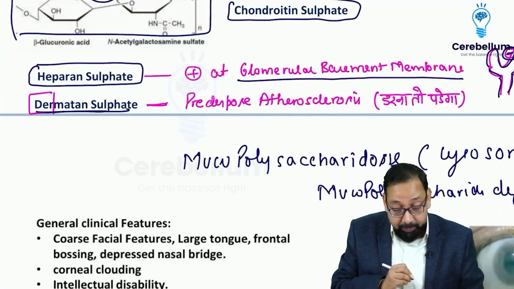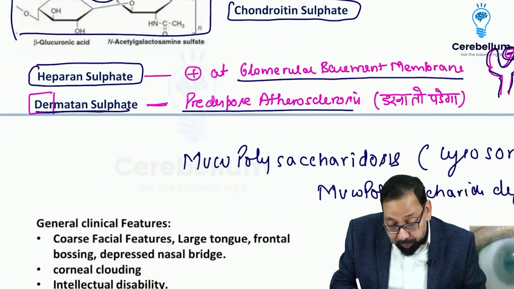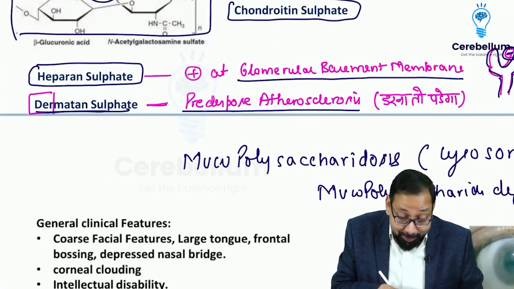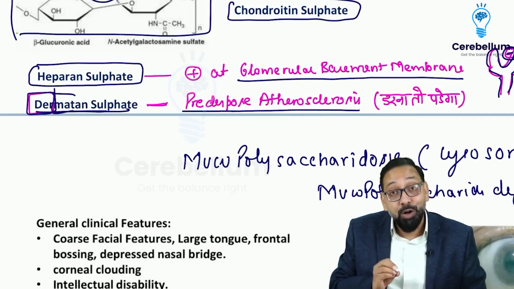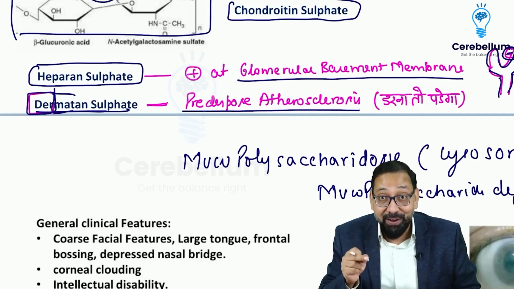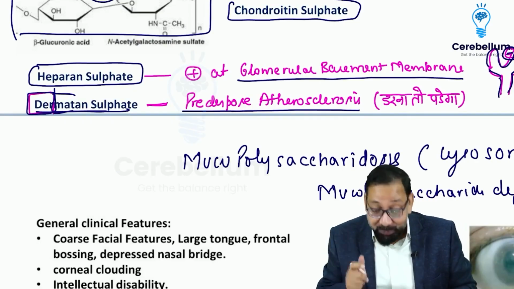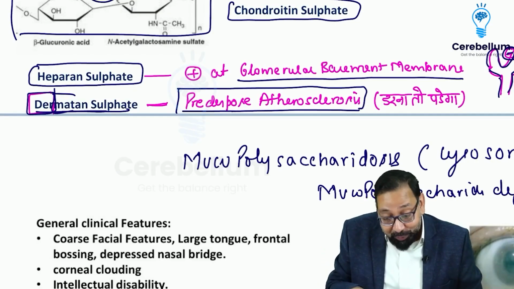Dermatan sulfate predisposes to atherosclerosis. Mnemonic: Dermatan is lying, you have to be scared, because it predisposes to atherosclerosis.